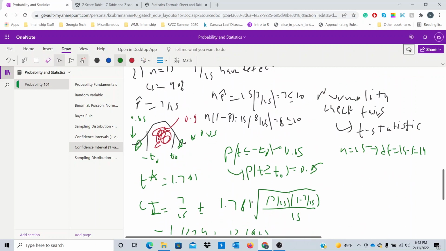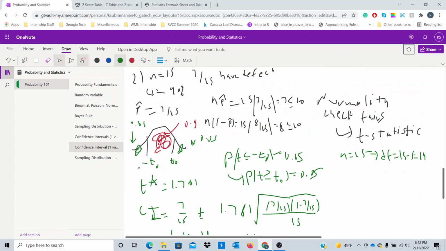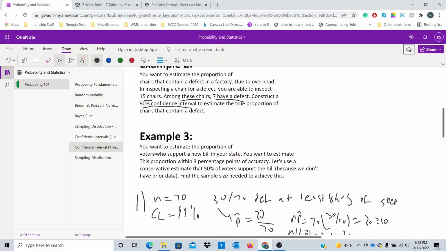All right, so this should be pretty straightforward. It's just a similar application, except we're using the t-statistic instead of the z-statistic. We move on to example 3. Example 3 is a little bit interesting. We want to estimate the proportion of voters who support a new bill in your state, right?